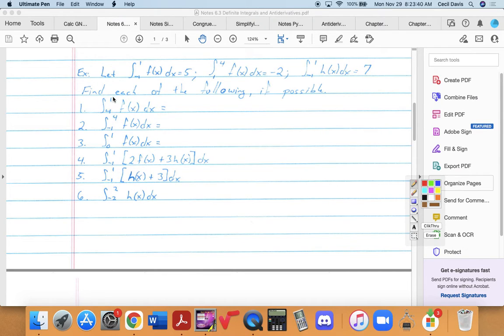So the integral from 4 to 1 of f of x dx will be the opposite, and I would suggest you make yourself write it out, the opposite of the integral from 1 to 4 of f of x dx. So that's the opposite of negative 2, which is indeed 2.